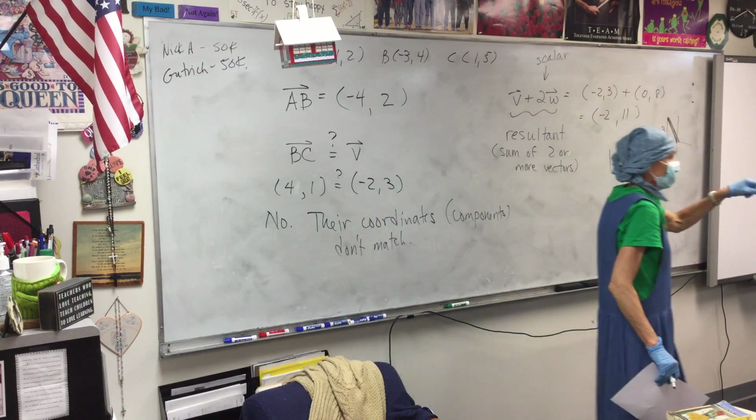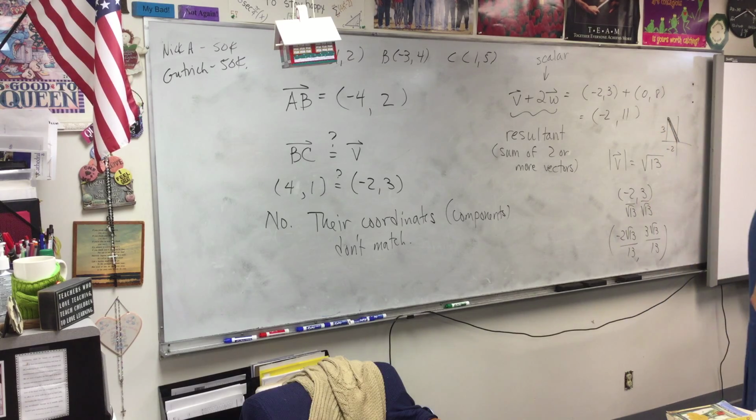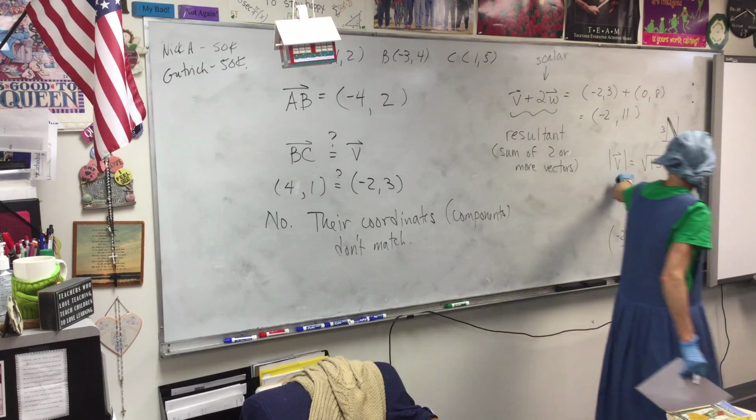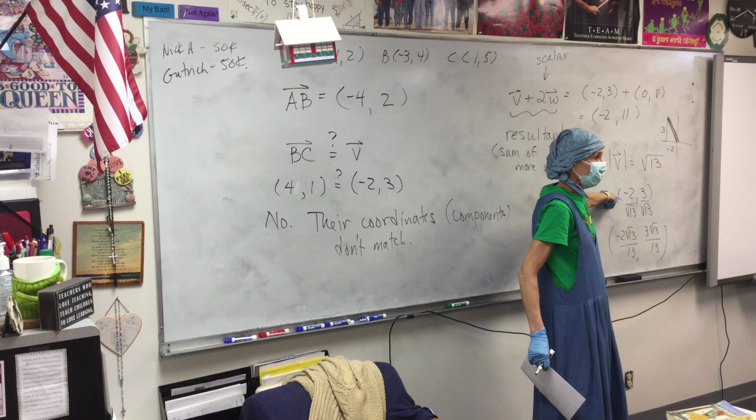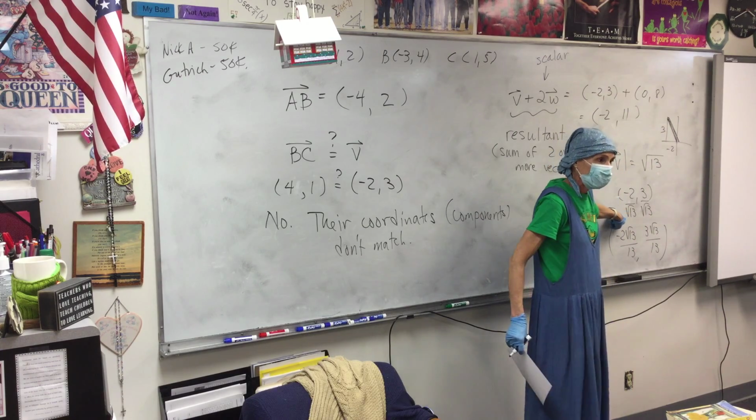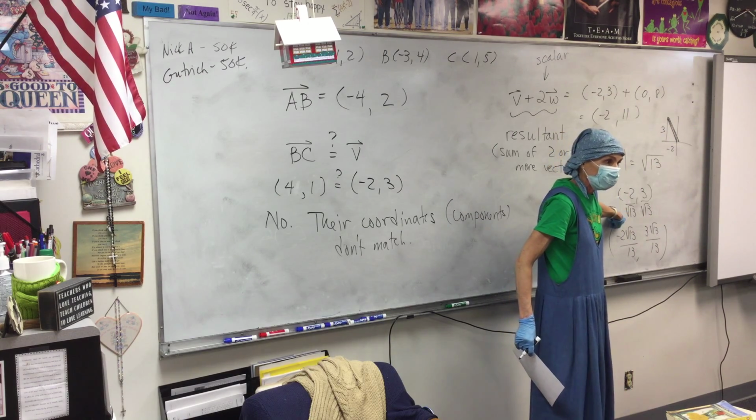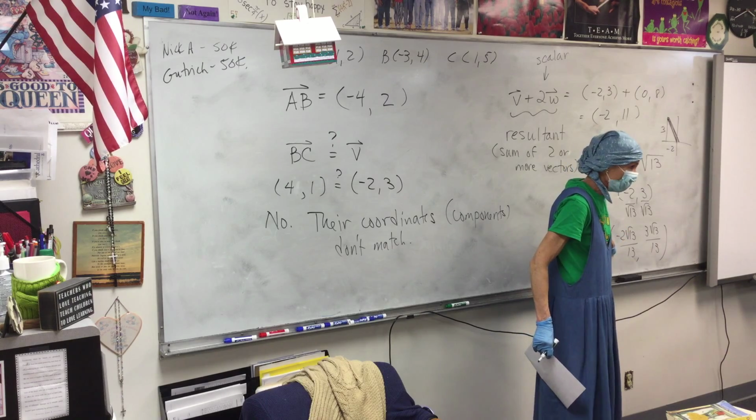Kids, you have got to remember stuff from one day to the next, okay? We cannot keep relearning everything. How do we find the coordinates of a unit vector? It is so simple. You take your original vector and divide it by its magnitude. That's it. Every time.